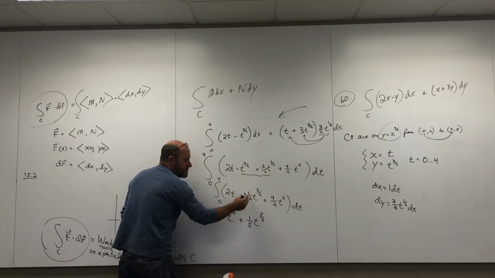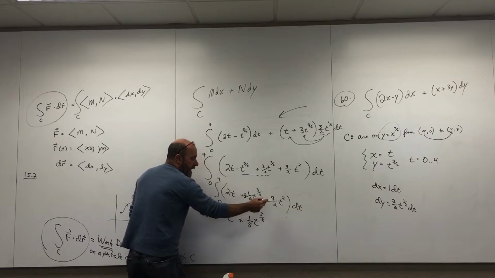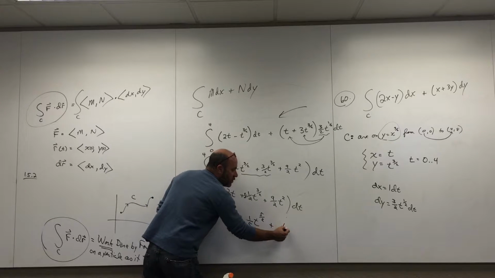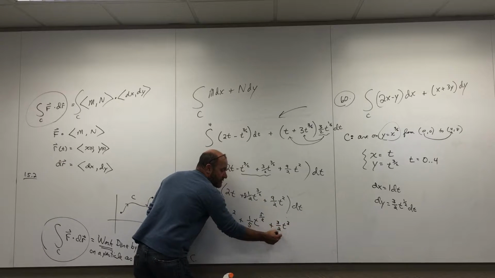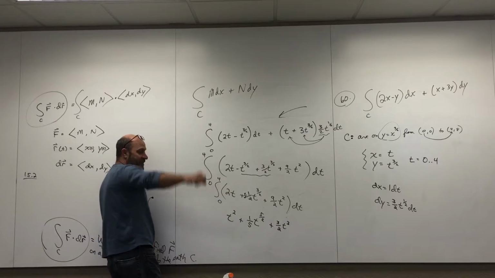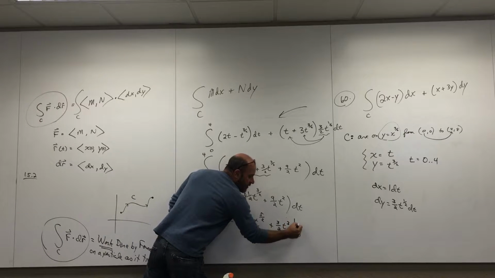You guys okay? This 1/2 was out there. Add 1 to that, that's t cubed, and then divide by 3. If I divide by 3, it'll kill that 9. It'll leave me with 3/2. There's the answer. Evaluate from 0 to 4, please.